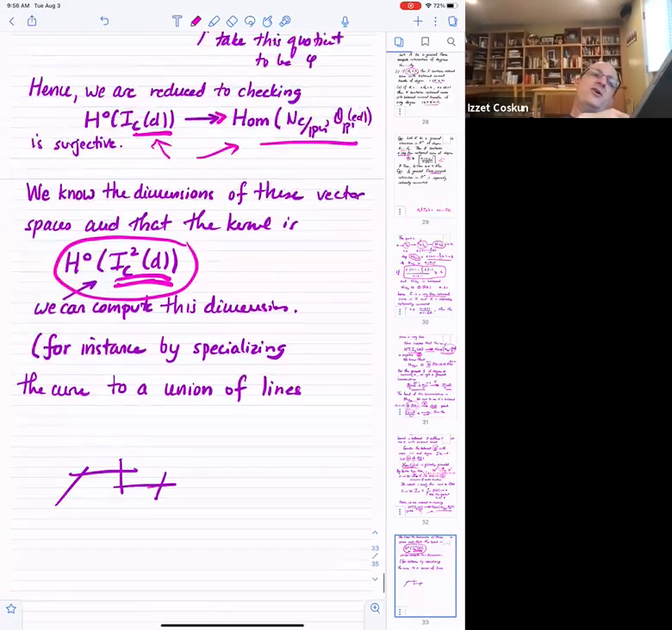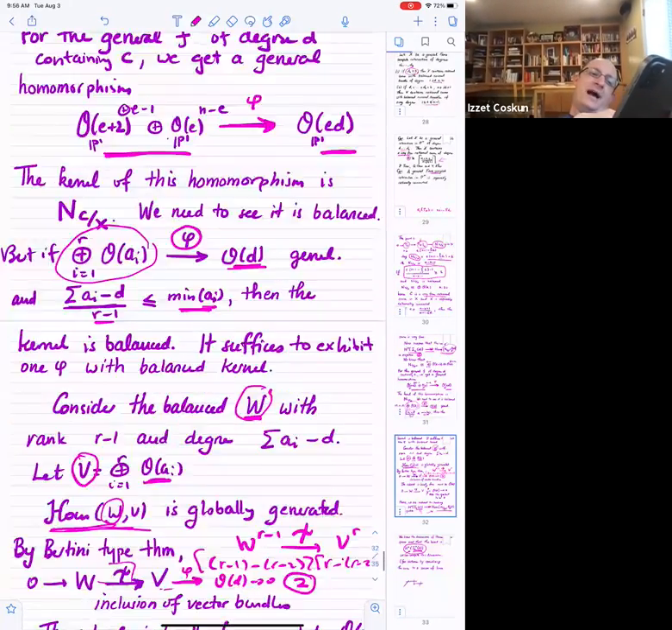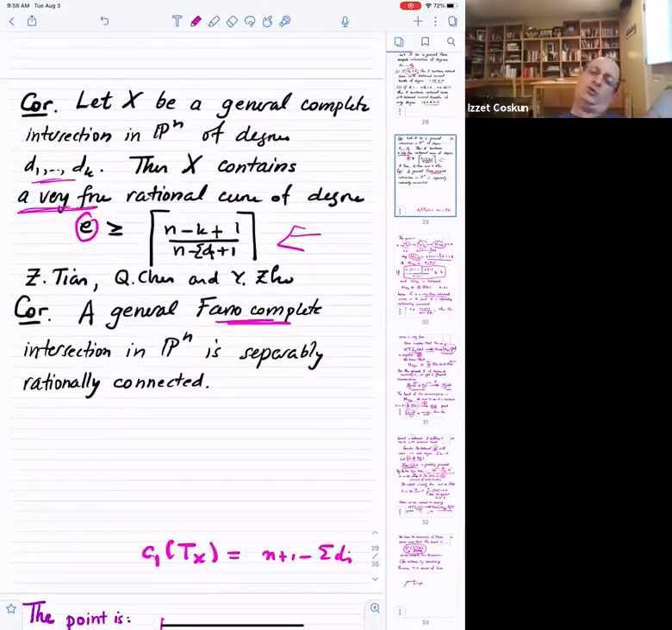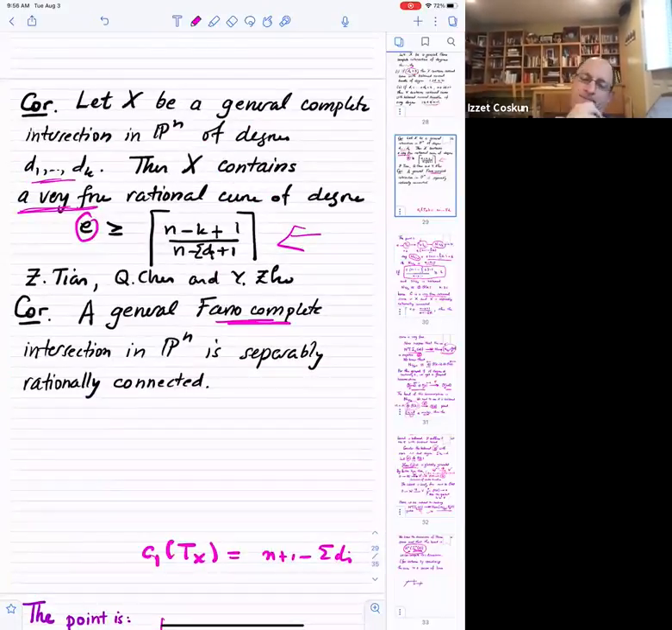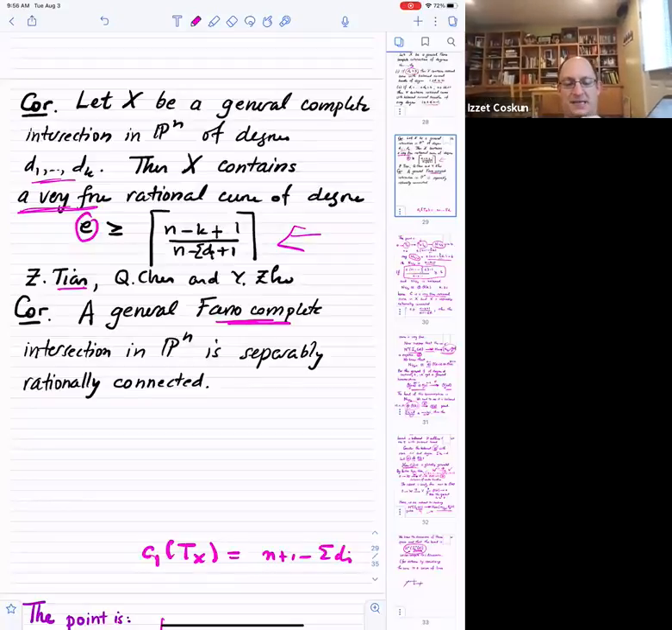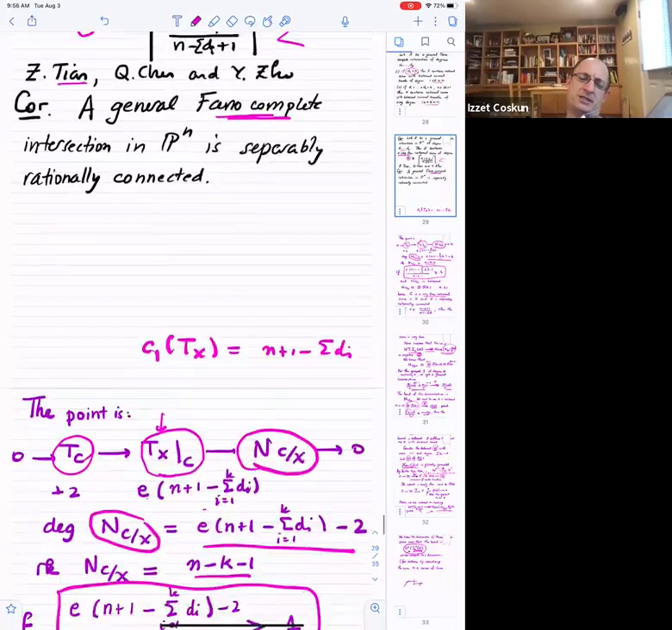The conclusion, of course, is the positive answer to the question of János, which was first proved by Tian, Chen, and Zhu, right? That a general complete intersection is separably rationally connected.